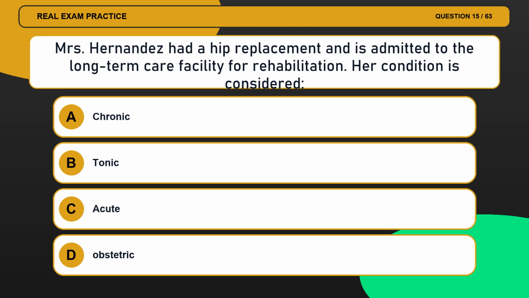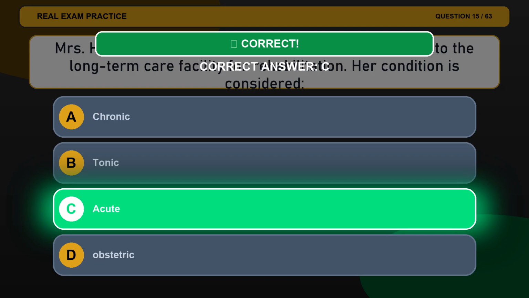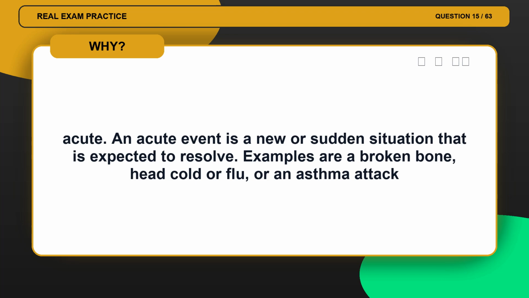Question 15. Mrs. Hernandez had a hip replacement and is admitted to the long-term care facility for rehabilitation. Her condition is considered, option A, chronic, option B, tonic, option C, acute, option D, obstetric. The correct answer is option C, acute. An acute event is a new or sudden situation that is expected to resolve. Examples are a broken bone, head cold or flu, or an asthma attack. Question 16.